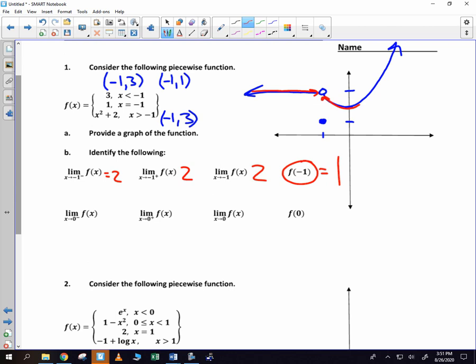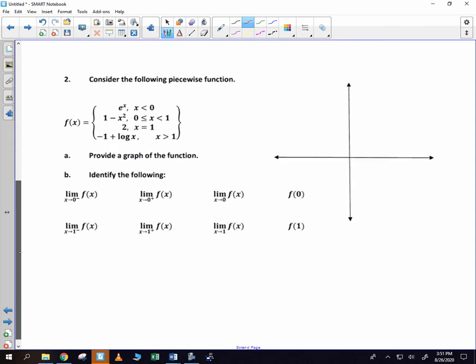Now if we go 0 from the left, you can see that it is 2. 0 from the right is 2. That means the limit overall is 2. And if you plug in 0 to the function, you do get a height of 2. So graphing the piecewise function is the most difficult part, but then you're able to examine the limits from there.